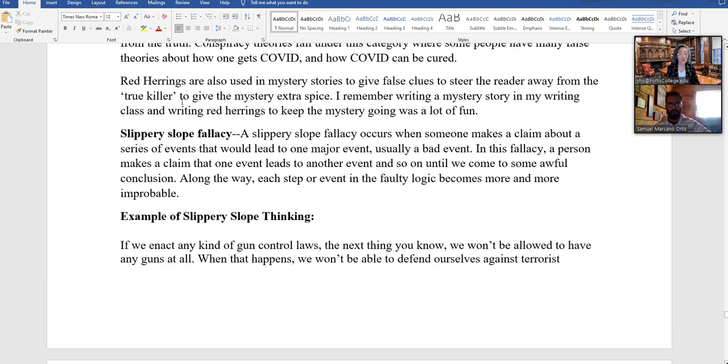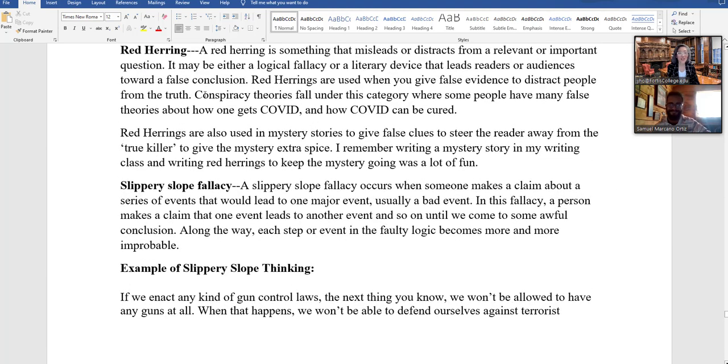And so here, red herring. Don't worry, we're almost finished. A red herring is something that misleads or distracts from a relevant or important question. Red herrings are used when you give false evidence to distract people from the truth. Usually, if you're writing a mystery story, we always want to confuse the reader to make the mystery story last longer. So that's known as a red herring hint. Or you try to deflect from the truth. And politicians give a lot of red herrings.